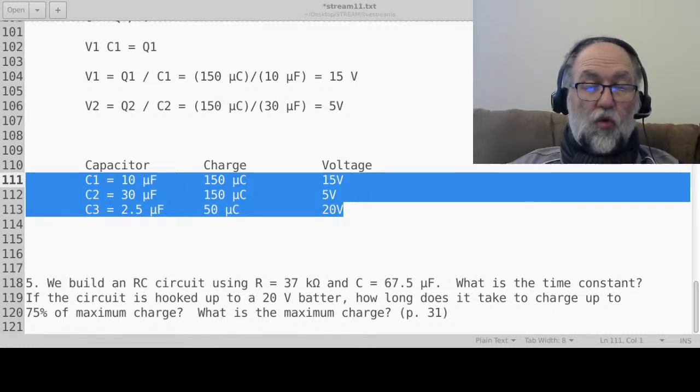Is that because I asked for what's the charge on each capacitor and what is the voltage drop across each capacitor. Okay, let me take a quick look in the chat here.